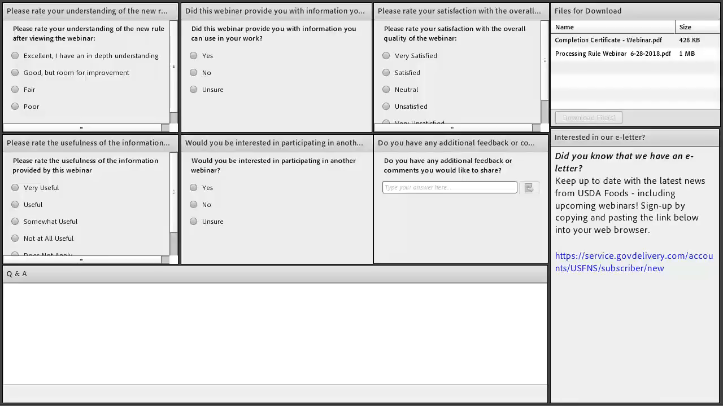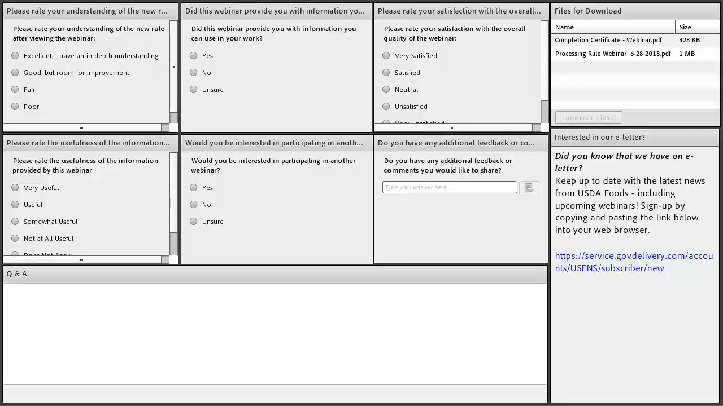Does a processor need to have processing agreements in place before they can be contracted by a school food authority? So not necessarily. Processors must have the required processing agreements in place before they can receive USDA foods for processing. Typically, a processor would sign a processing agreement with the relevant agencies and would then be competitively contracted by an SFA.